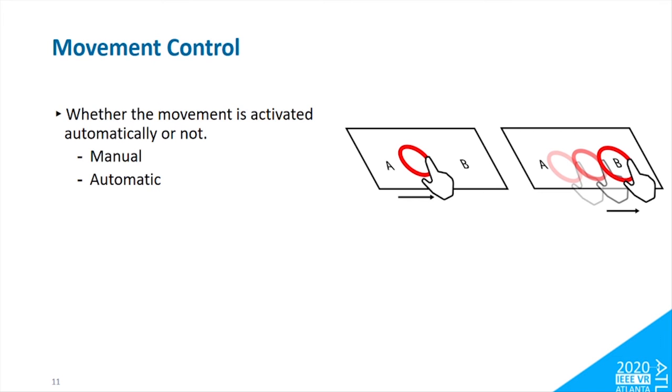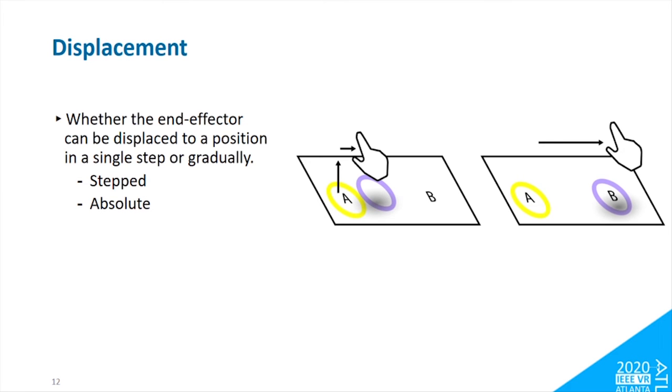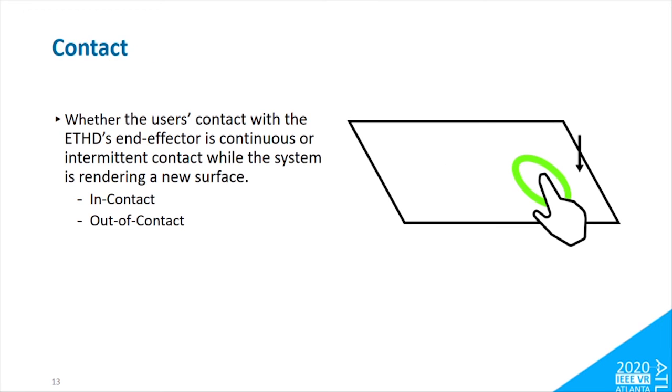The second parameter, movement control, refers to whether the users need to manually tell the ETHD system to go to a new position or that the system automatically calculates a new position based on previously given input. Thus, the 2 branches considered are manual movement control and automatic movement control. The third parameter, displacement, refers to whether the displacement from position A to position B can be achieved in one single movement, meaning absolute displacement, or gradually as a step displacement. The fourth parameter, contact, refers to whether the users need to keep in contact with the surface or not when instructing the system to go to a new position.